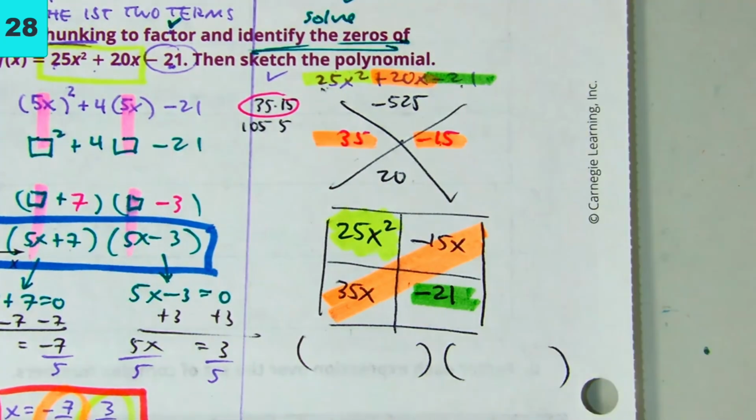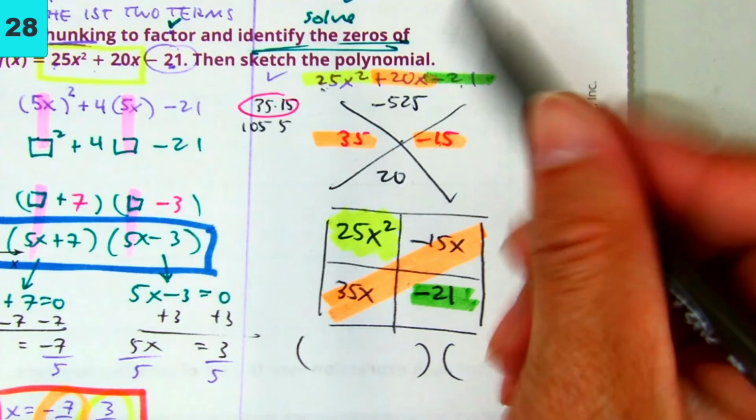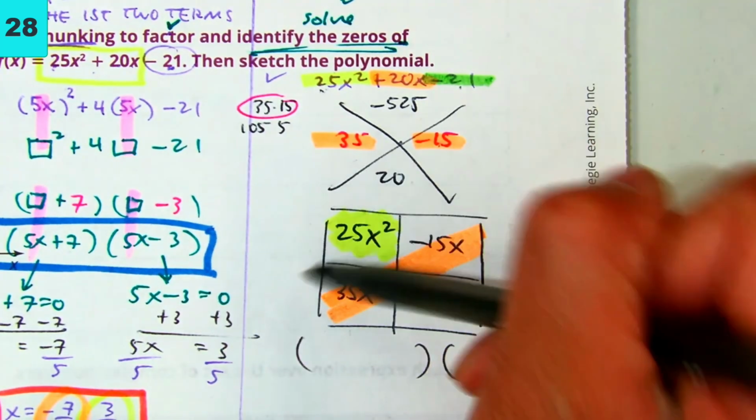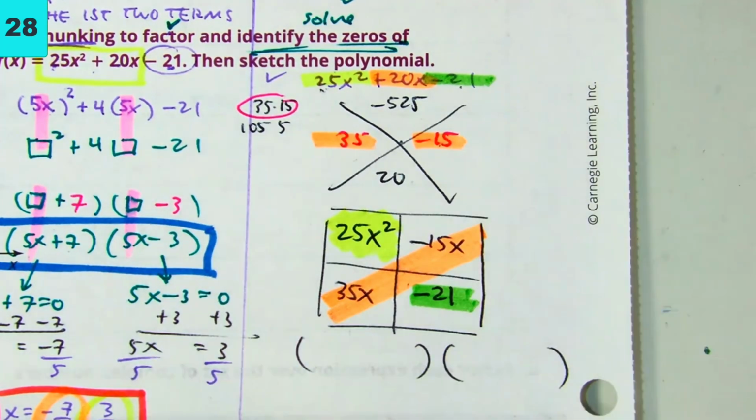Okay, with your partner, go ahead and take 30 seconds. I want you guys to find the things on the outside of the box. Ready, set, go. 5x plus 7. Plus 7.